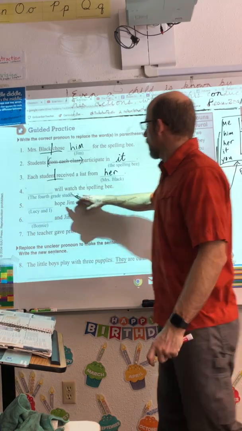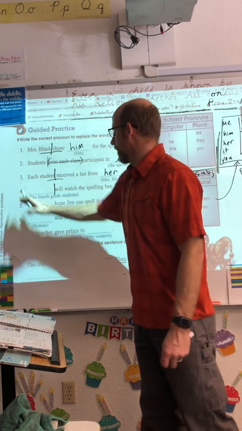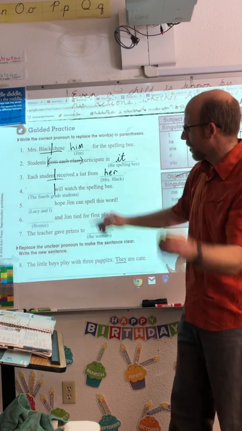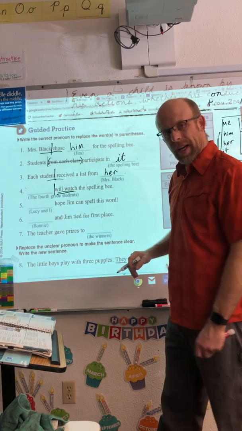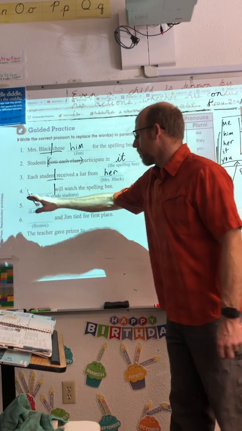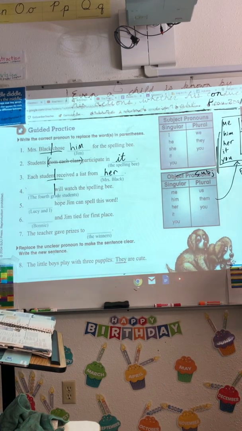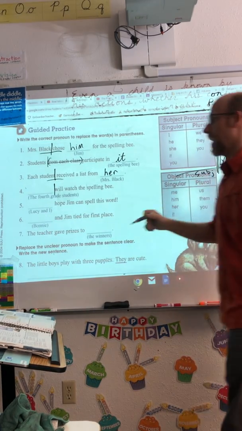Number 4, blank will watch the spelling bee. The 4th grade students, who or what is the sentence about? It's right there. What the subject does or is, watch. Any words in the song that help it? Yes, will. So will watch would be the whole main verb there, the complete verb as we talked about it. So we need a word that replaces the 4th graders, and it's in the subject side. And it's not singular, it's plural. So it's going to be we, they, or you. We will watch, they will watch, you will watch. Those all sound good, but it's referring to the 4th graders, so it has to be they.